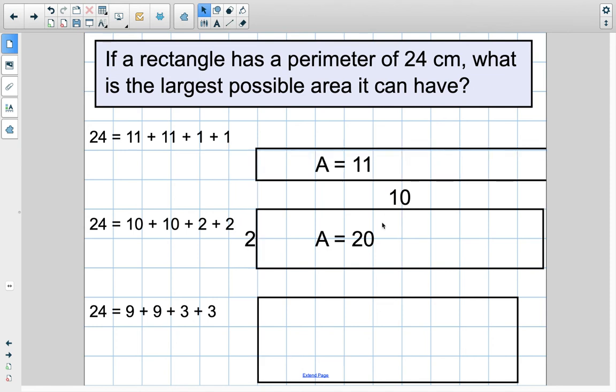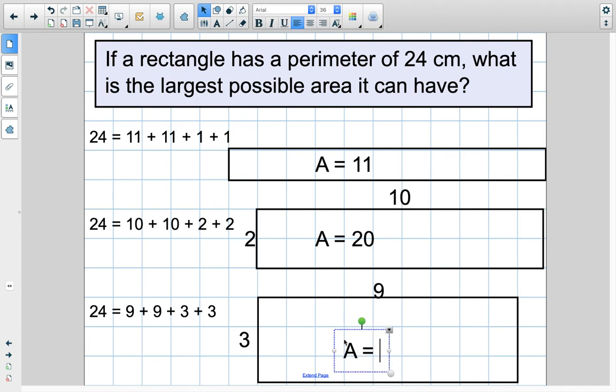Oh, that's not going to work because it's off the page. There we go. So it's getting taller this way, but shorter this way. So this one is going to be 9 by 3. And now I can go 9 times 3. The area of this one, 9 times 3, is 27.